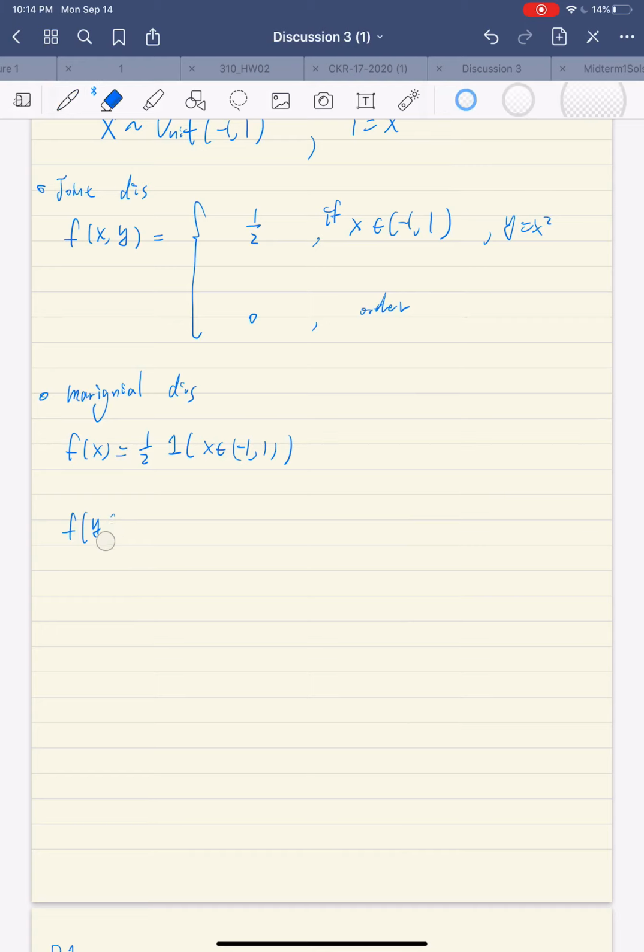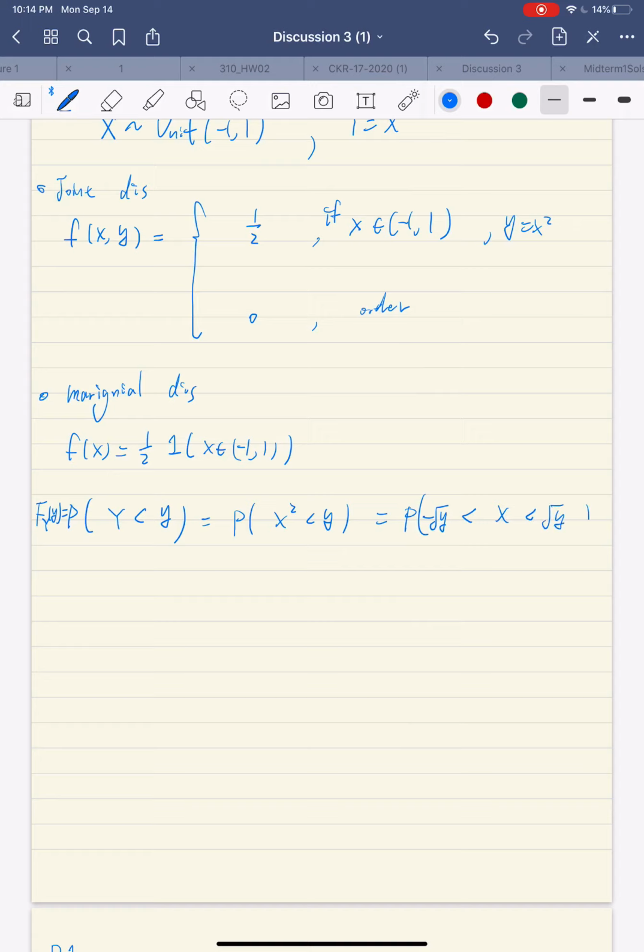Okay. In this case, I want to do the thing like this. We find the CDF first, and then we use the derivative of the CDF to find the PDF. So I can define F_Y(y) like this. This is equal to the probability of x squared smaller than y. This is equal to the probability of negative square root of y smaller than x smaller than square root of y.